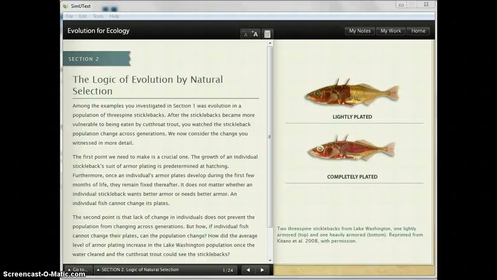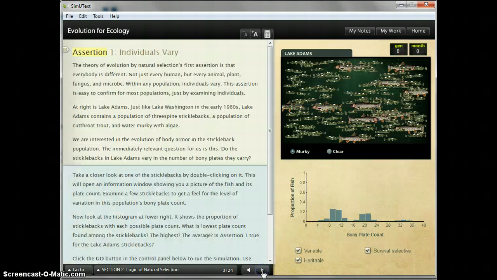To demonstrate the requirements for natural selection to occur, your book uses the example of the three-spined stickleback, a small fish that lives in freshwater lakes. The fish is covered partially to fully with bony armored plates. So you have some fish that are lightly plated, some fish which are very heavily plated, and that plating is determined genetically and set at birth. So whatever happens in terms of the fish with a small amount of armor plating versus a large amount is determined by its genetics at birth.